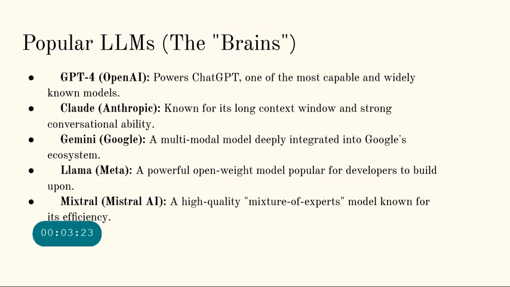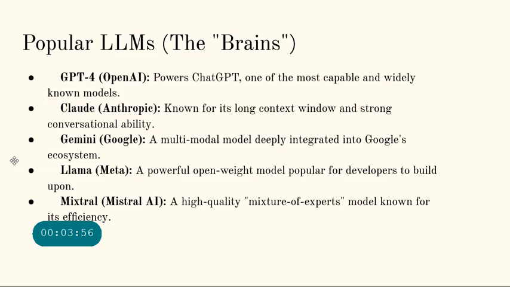Google has Gemini. It's a multimodal model deeply integrated into the Google ecosystem. You can use this one with Google Docs, Gmail, and all types of Google platforms. Facebook, Meta, they have the Llama model. It's an open weight model. And we also have something called Mistral. It's a high quality mixture of experts model known for its efficiency. So these are some examples of the brain.